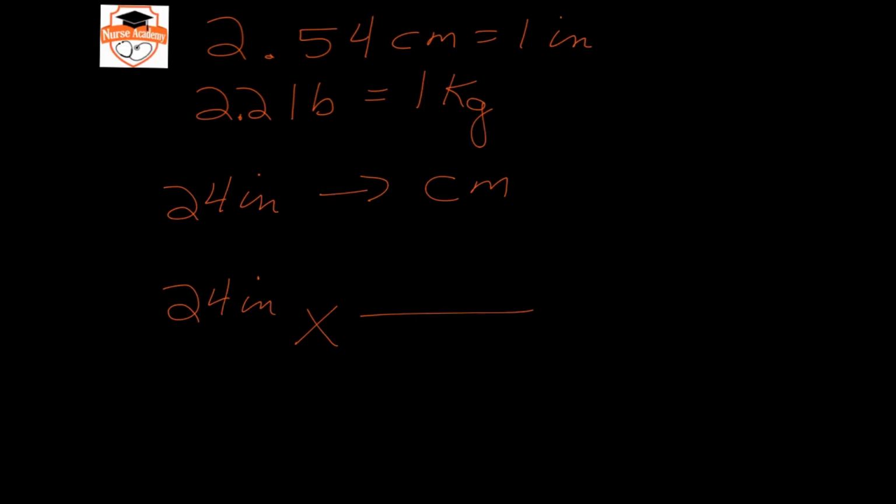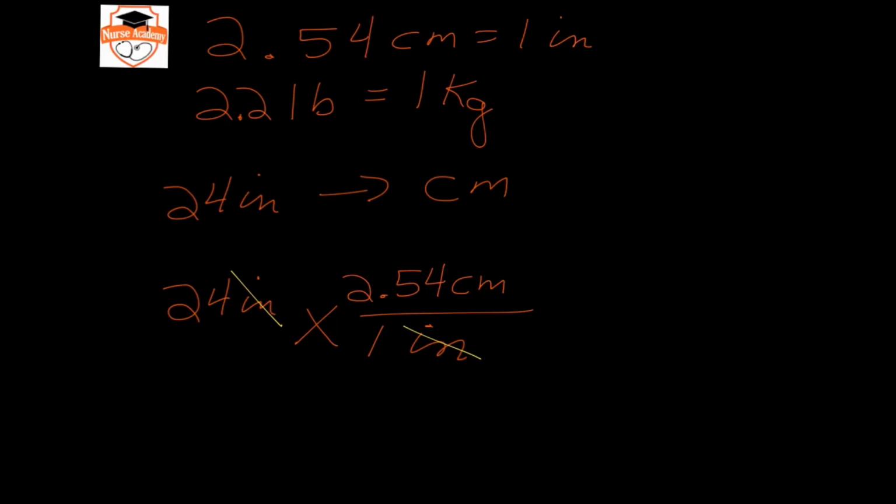The 1 inch is going to have to go on the bottom so that we can cancel out the inch units. So we'd write that here. And the 2.54 centimeters are going to go on the top because we are trying to find the number of centimeters we have. And so we're trying to get into the units of centimeters. So the inches will cancel out, not the 24. I'm not sure why that did that.